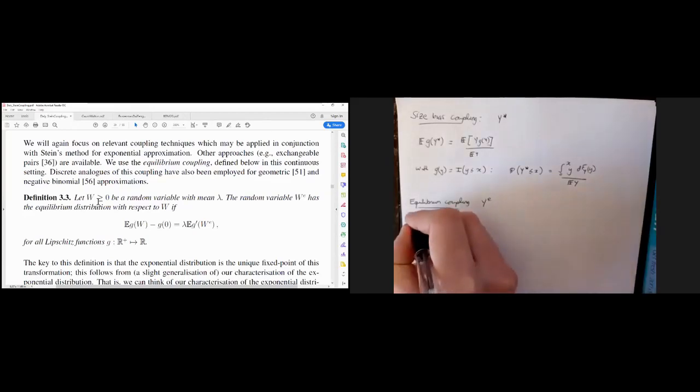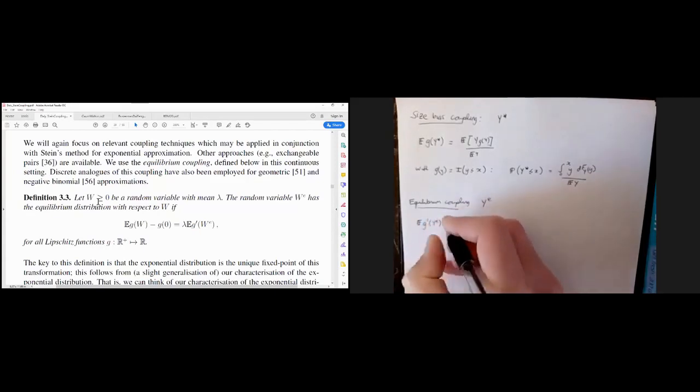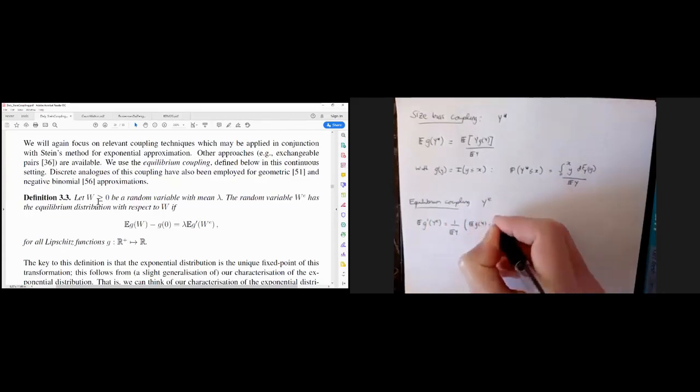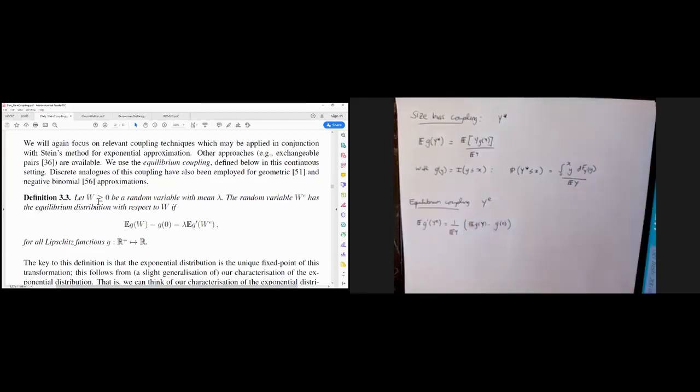So we define that by saying that, again, for all reasonable functions g for which everything's defined, the expected value of g prime of this equilibrium version is just 1 over the expected value of y times the expected value of g of y minus g of 0. Okay, that was related to the characterization that we had in the exponential case, and I'll say a little bit more about that, just to remind us about that in a minute.